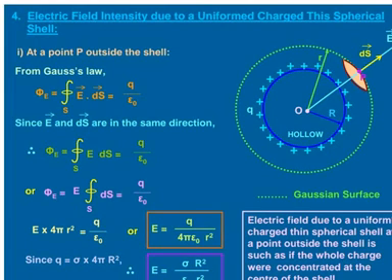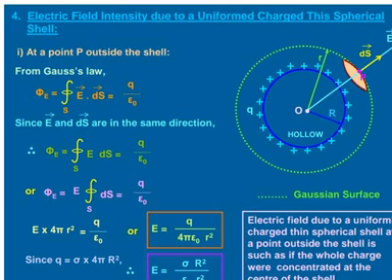Now let's do the next application of Gauss theorem. Here you have to find out the electric field due to a uniformly charged thin spherical shell. Thin spherical shell means what? The inner and the outer radius is almost the same, and that we have considered capital R.